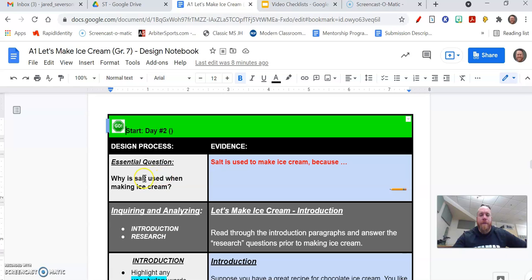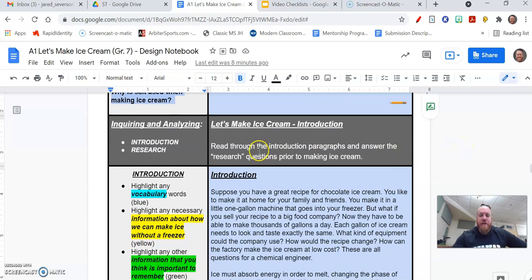So click on the day 2 bookmark, and that will drop us right down to the green start for day number 2. Our essential question, again, why is salt used when making ice cream? This is a must-answer question. Hopefully after this video and after class today, you can answer that question. Okay? So today we're going to read through these introduction paragraphs and then answer some of these research questions.